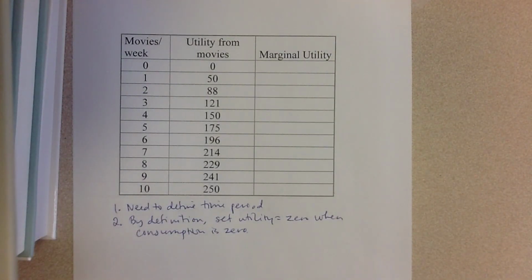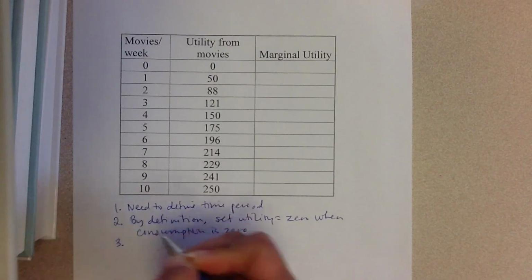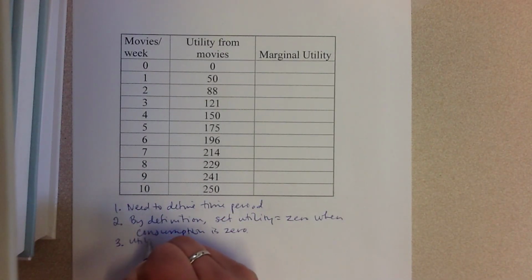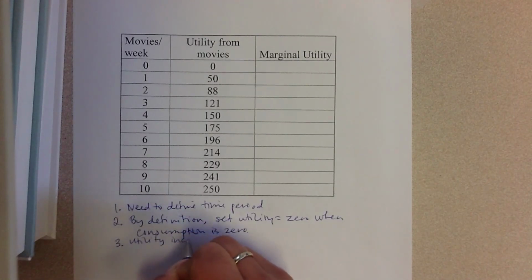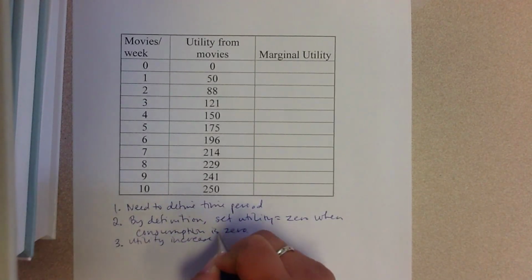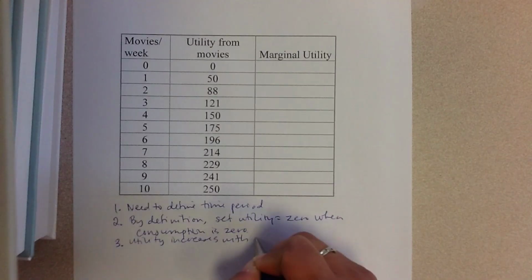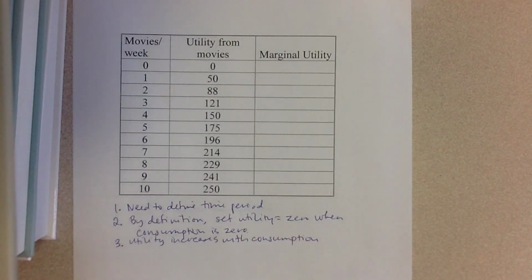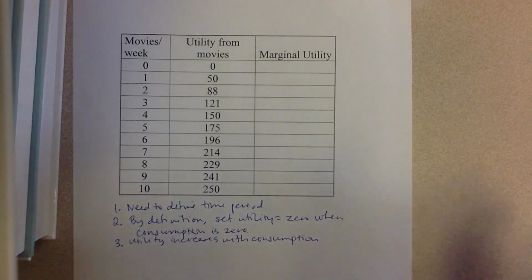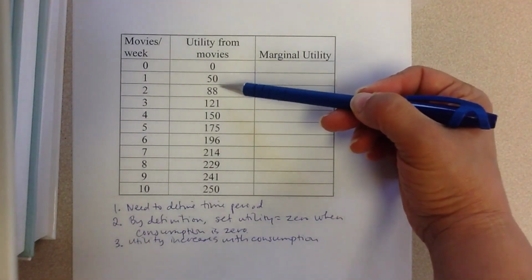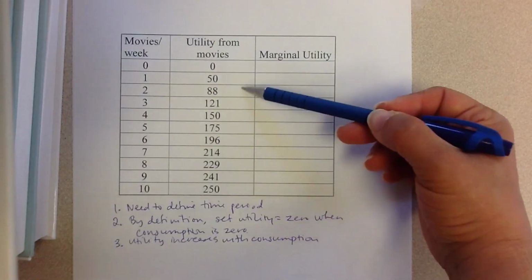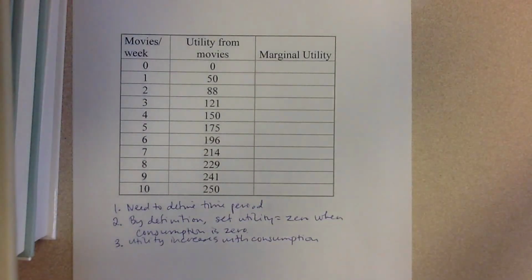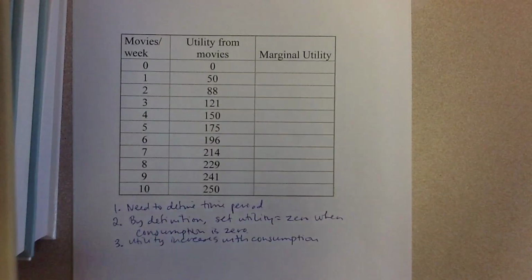The next thing that we see is that utility increases with consumption. More movies means higher levels of satisfaction, higher utility levels. Right? She's always going up here. More movies are making her happier and happier. And that's because movies are good things. She likes them. Seeing more is better.